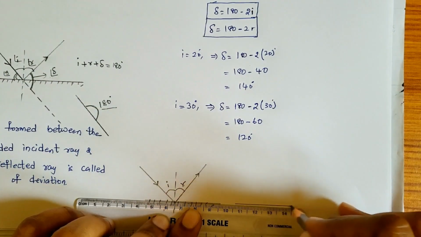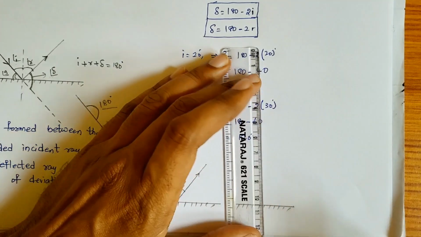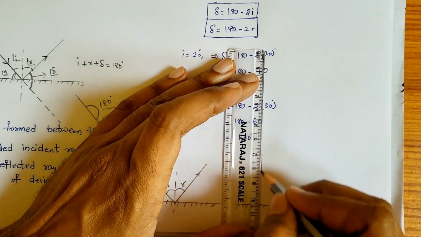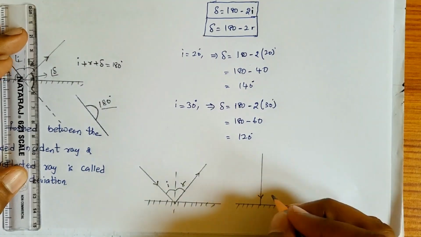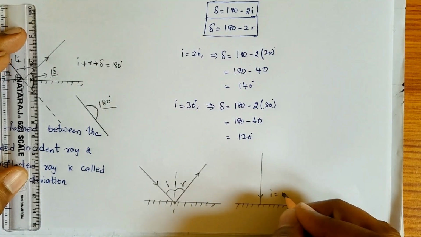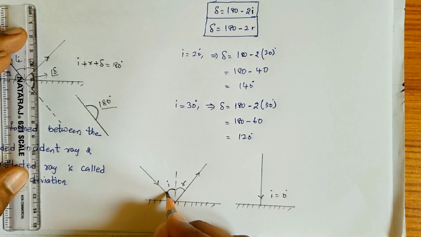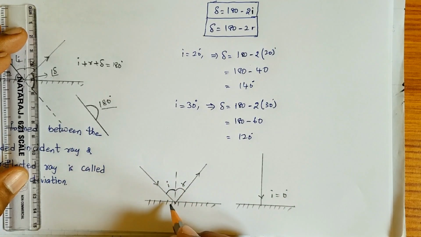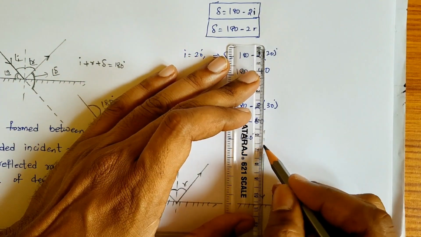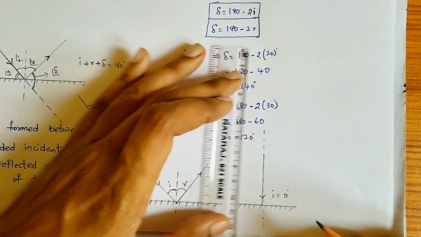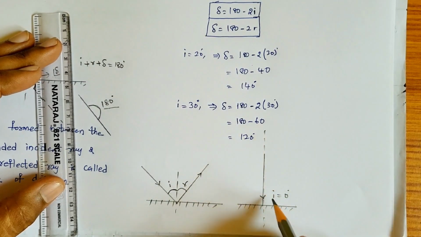Okay. Now, suppose the mirror is like this, and the light ray came like this. What is the angle of incidence here? The angle of incidence here will be equal to 0 degrees. Why? Because this angle is formed between the normal and the incident ray. In this case, where is the normal? The normal is also lying along the incident ray.